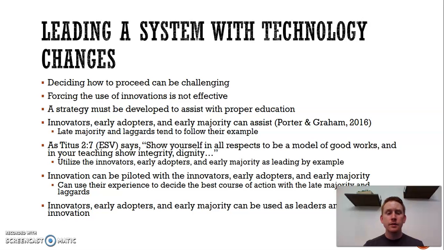Innovation can be piloted with the innovators, early adopters, and early majority. They can use their experience to decide the best course of action with the late majority and the laggards. The innovators, the early adopters, and the early majority can be used as leaders and pilot the innovation.